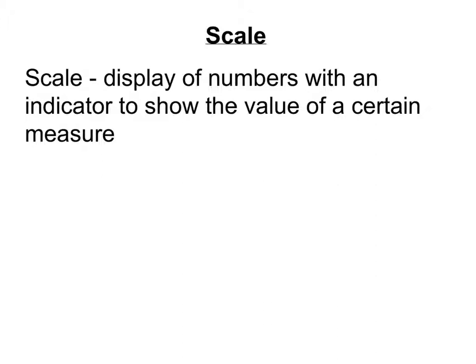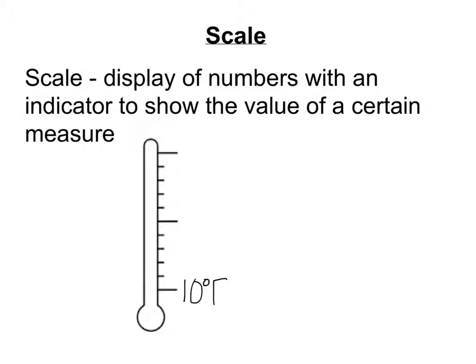A scale is a display of numbers with an indicator to show the value of a certain measure. For example, if we take a look at a thermometer, down here at the bottom this tick mark is marked as 10 degrees Fahrenheit, and the large tick mark above it is marked as 20 degrees Fahrenheit, and then the top large tick mark is marked as 30 degrees Fahrenheit. Each of these marks indicates the change in the temperature.